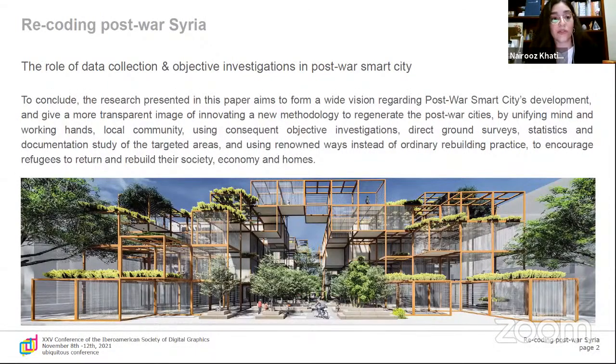And to conclude, the research presented in this paper aims to form a wide vision regarding post-war smart city development and give a more transparent image of innovating a new methodology to regenerate post-war cities by unifying mind, working hands, and local community, using consequent objective investigations, direct ground surveys, statistics, and documentation study of the targeted areas, and using renewed ways instead of ordinary rebuilding practices to encourage refugees to return and rebuild their society, economy, and homes.